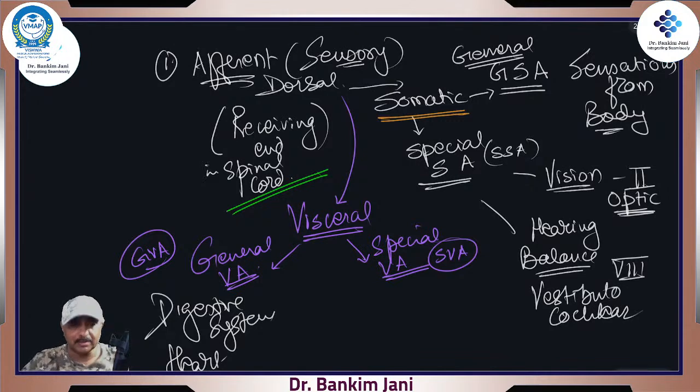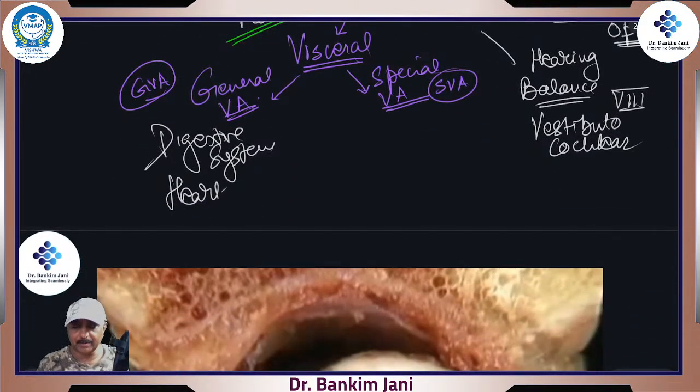What about the SVA, right? Again, these are the sensations. So what about our another sensation, that is taste, right? Those taste buds, they will be carried, obviously from the tongue, right? From the tongue, they will be carried by these fibers, which is called the special visceral afferent.